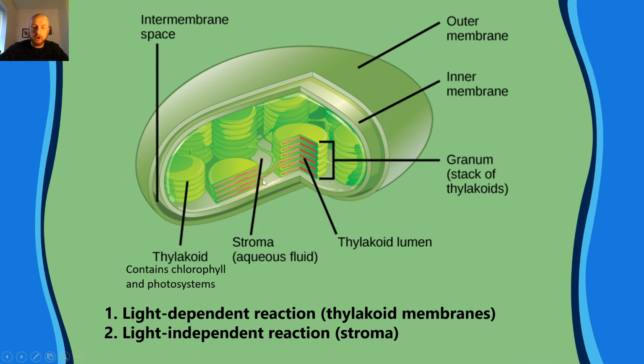These are called the intergranal lamellae. And we have this liquid around it, this aqueous fluid. And aqueous just means it contains water. So think about Aqua or Aquaman, that hero who's the hero of the water. So the stroma is the fluid.